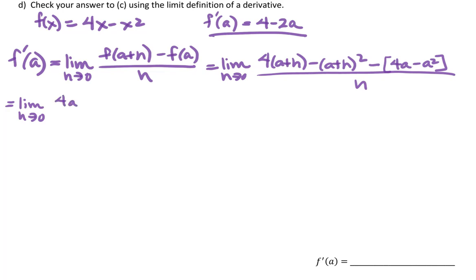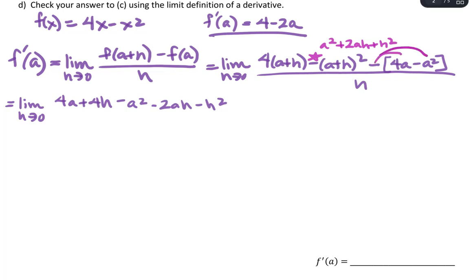So we'll distribute the 4 through: 4a plus 4h. A plus h squared, if we multiply that by itself, we'll get a squared plus 2ah plus h squared. Remember to distribute that minus sign, really important. So it's minus a squared minus 2ah minus h squared. And then we also need to be very careful about distributing the negative sign through the f of a. So we will end up with minus 4a plus a squared, and that's all over h.